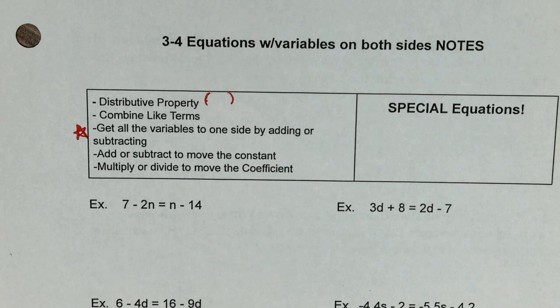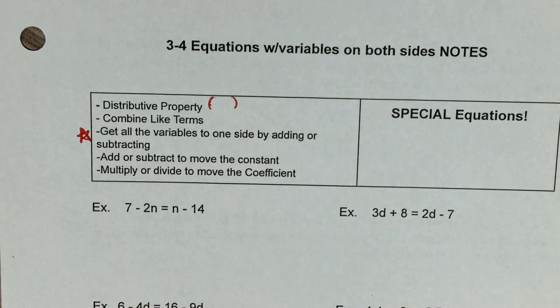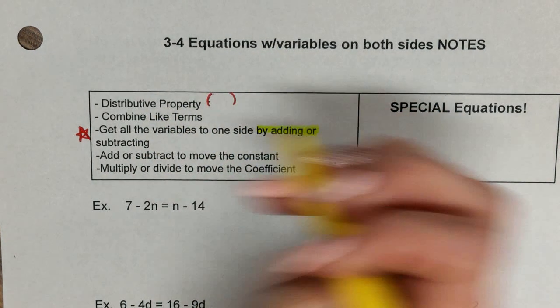Your job is to get all the variables to one side of the equation. Okay? I don't care if you move them to the left or the right. I generally will move them to the left because when we get into inequalities, you want the variable on the left, so it's just a habit I get into, but you do not have to move them to the left. You can move them to either side. Now, how does it say to move them?